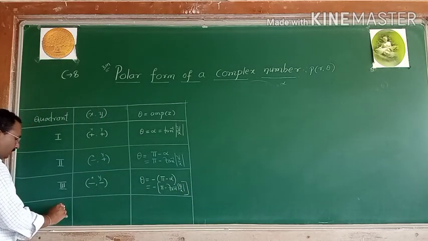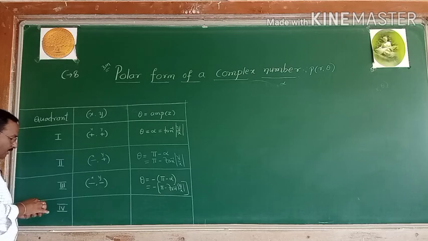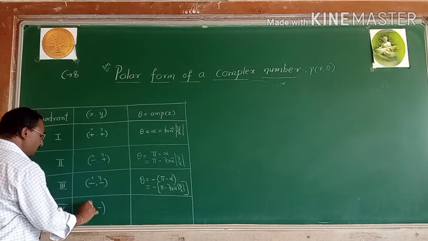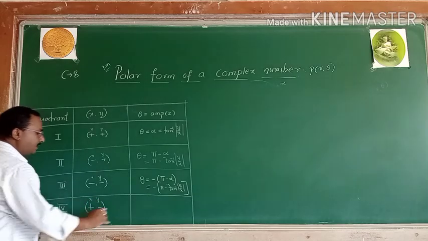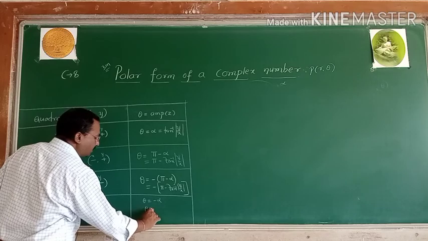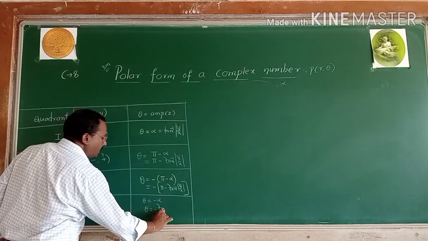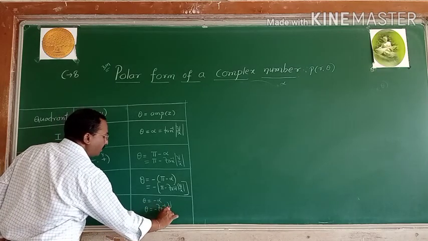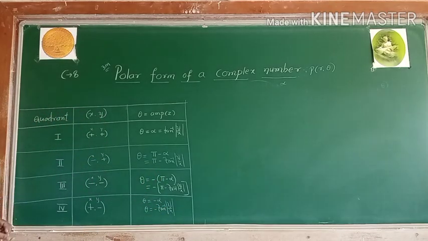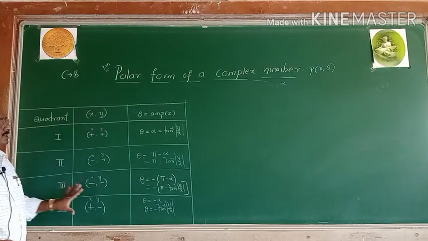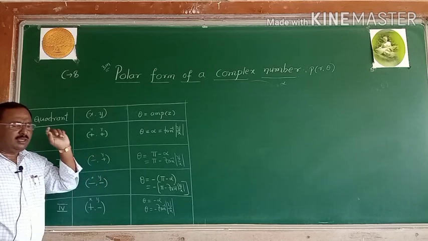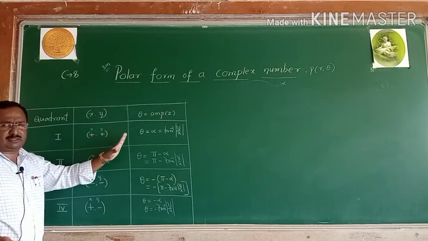Fourth quadrant: here x is positive, y is negative. Theta is equal to minus alpha, that is theta is equal to minus tan inverse of the modulus of y by x. Keep in your mind, this is the formula for the polar representation of the complex number. Keep this table in mind, perfect.